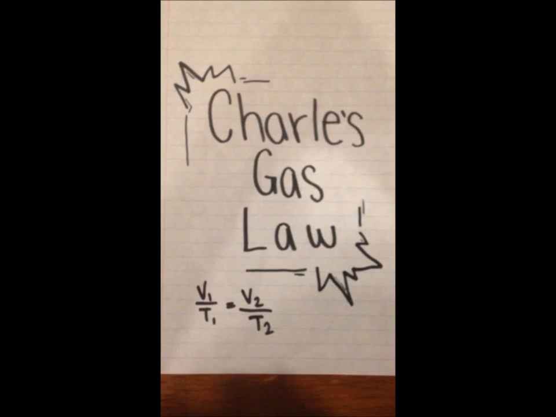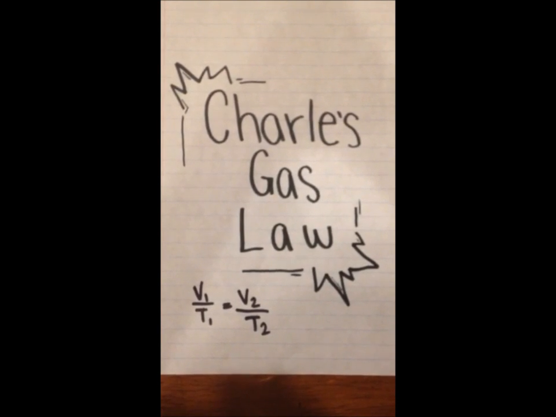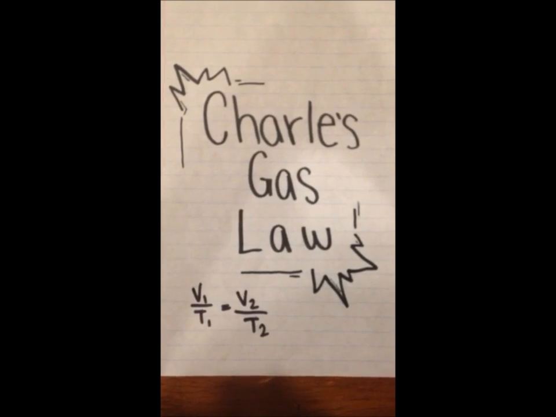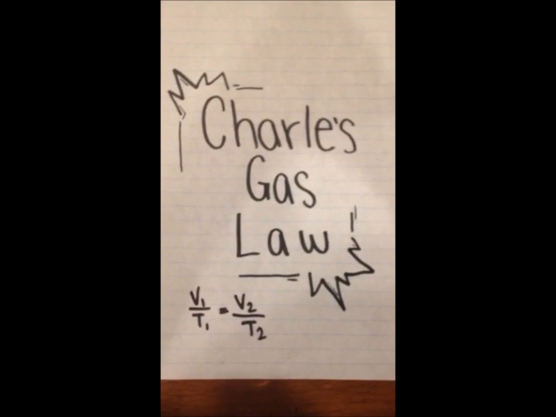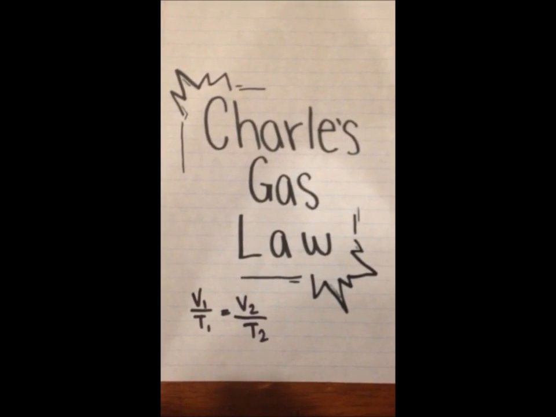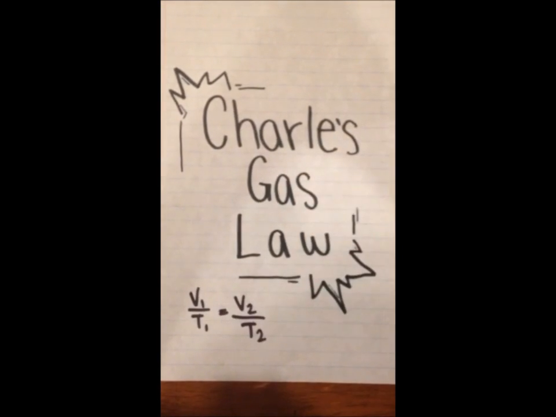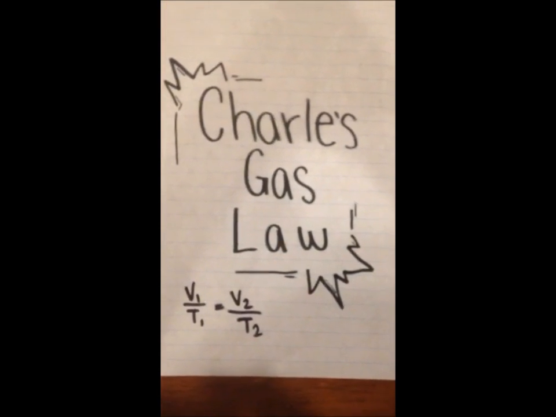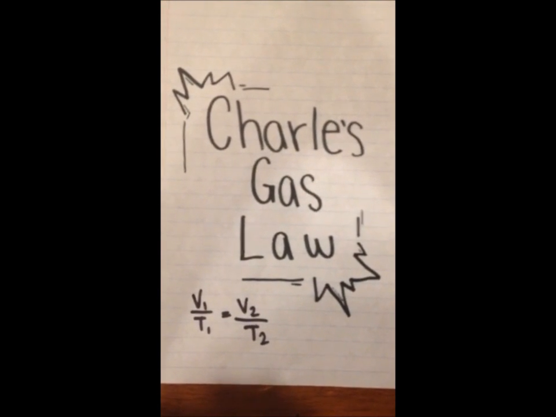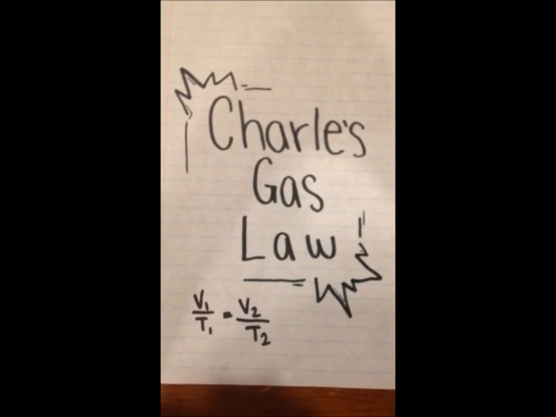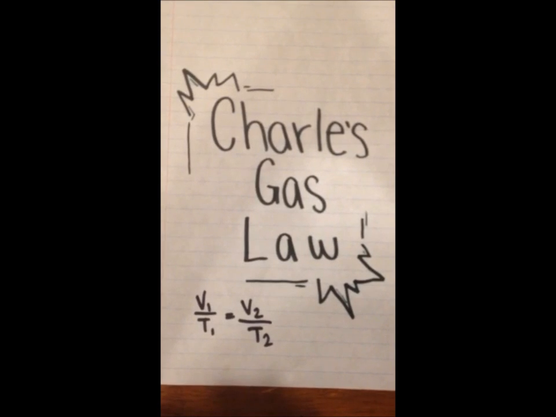Demonstrating Charles' law of gas, which states that there is a direct relationship between the volume and temperature of a gas. This means that as the volume increases, the temperature increases, and vice versa. This is expressed through his formula, V1 over T1 equals V2 over T2, where V1 equals the initial volume, T1 equals the initial temperature, and V2 and T2 are the second volume and temperature.